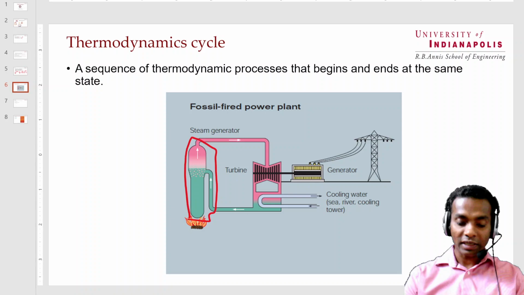This is system one, and the steam state is transferred from state 1 to state 2. Let's say this is state 1 here and it transfers to state 2. And then you have an expansion process in the turbine. That's called process 2 to 3, the expansion process.